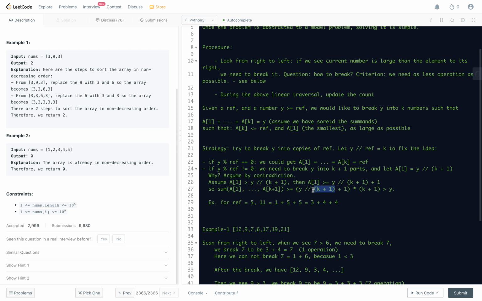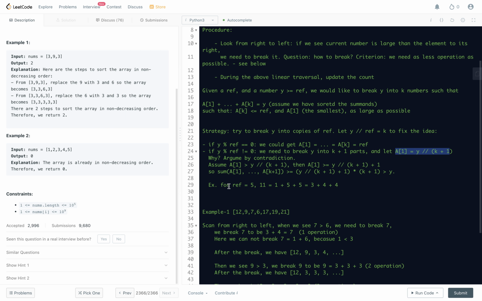So, the first one gives almost y, but then we have a k plus 1 factor. So this in total is always strictly larger than y. So that's impossible. In other words, the largest possible event is this number. So here is an example.